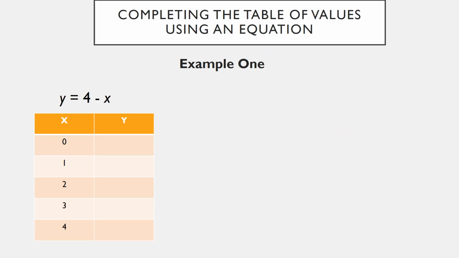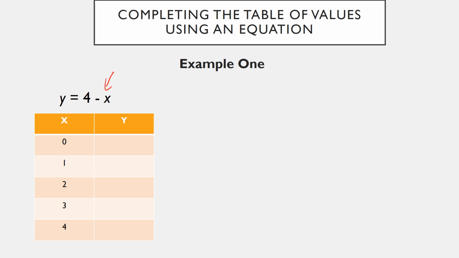All right, so now we're going to take what we've learned before in both of those and combine them together. So now we're looking at completing the table of values using an equation. In this one here, they've given you a lot of information that you may not get in the future, but right now they've given us our equation here. They have told us y equals 4 minus x.